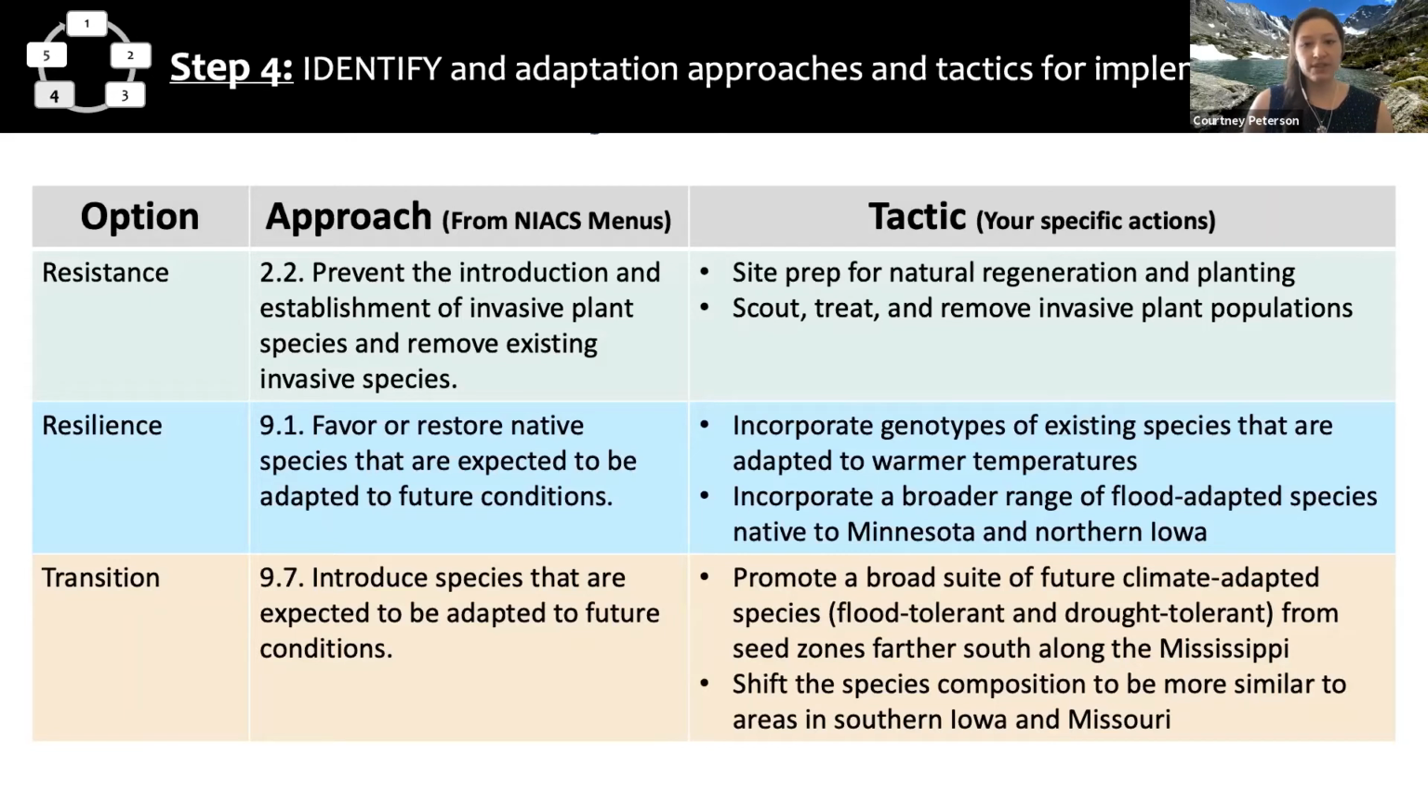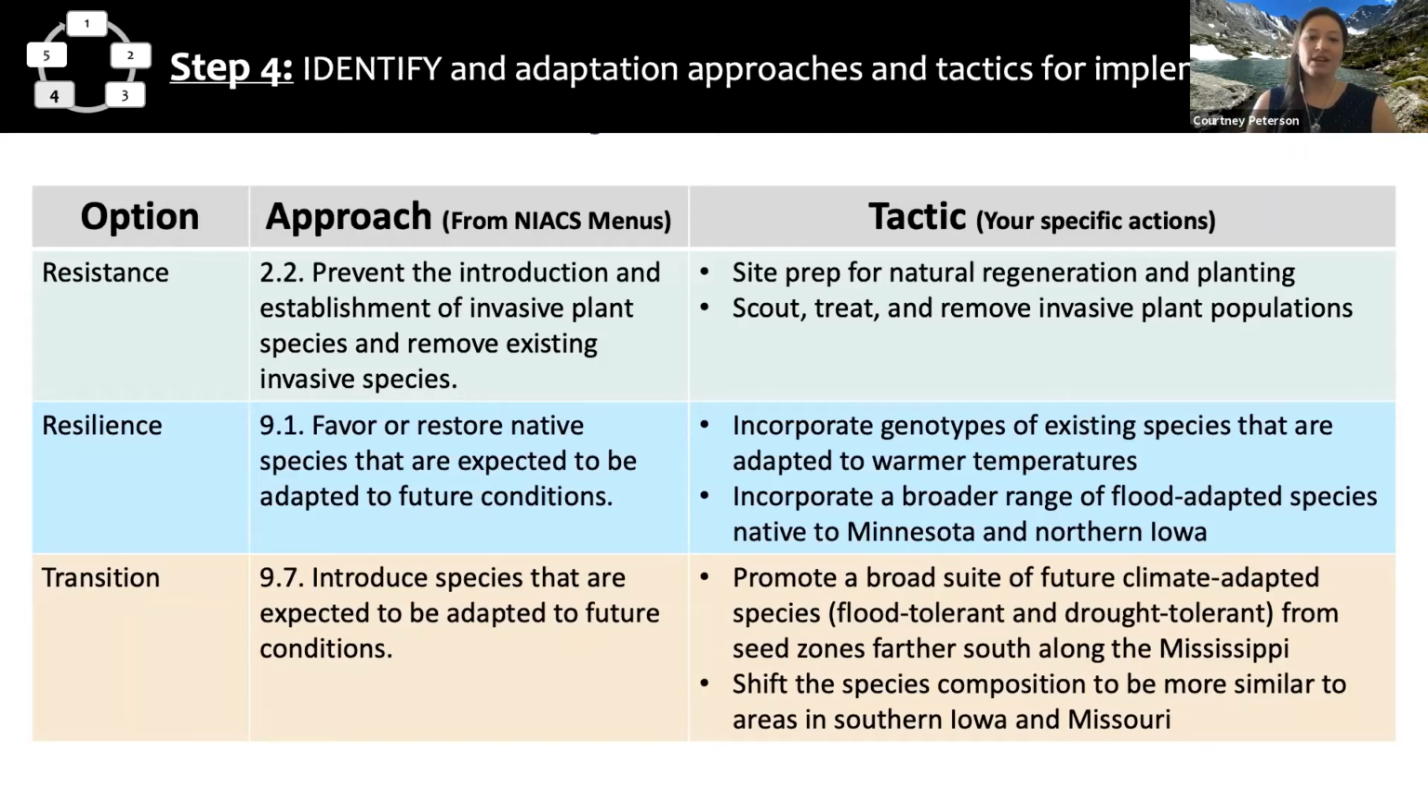Their specific tactics were to incorporate genotypes of existing species that are adapted to the warmer temperatures that are expected, and to incorporate a broader range of flood-adapted species that are native to Minnesota and northern Iowa. So again, thinking about those southern species within that floodplain forest ecosystem. And then for their transition adaptation option, they chose to introduce species that are expected to be adapted to those future conditions. Again, they're expected to shift to a hardiness zone of a 5 or a 6 and have conditions similar to Omaha, Nebraska.